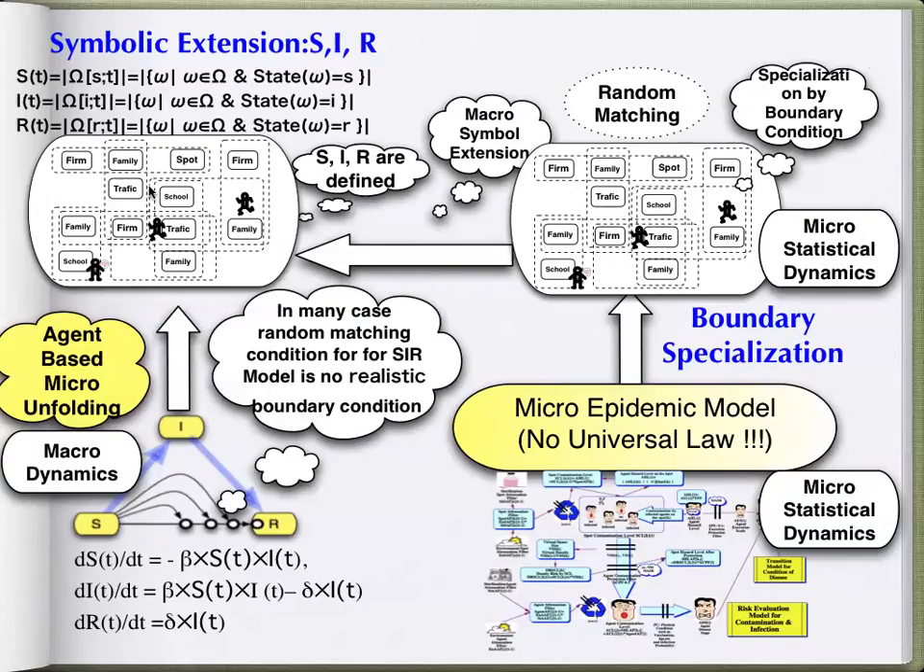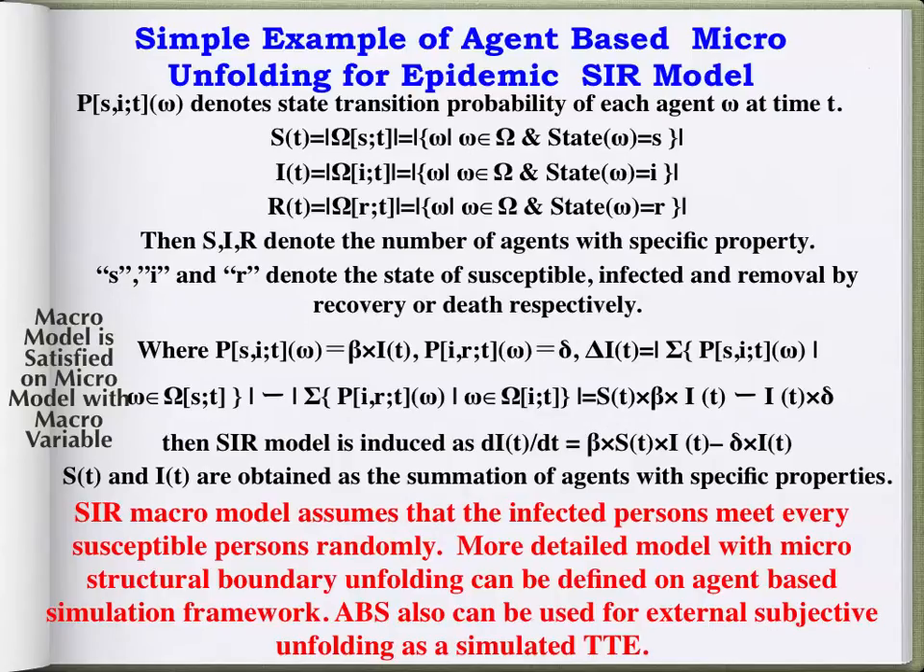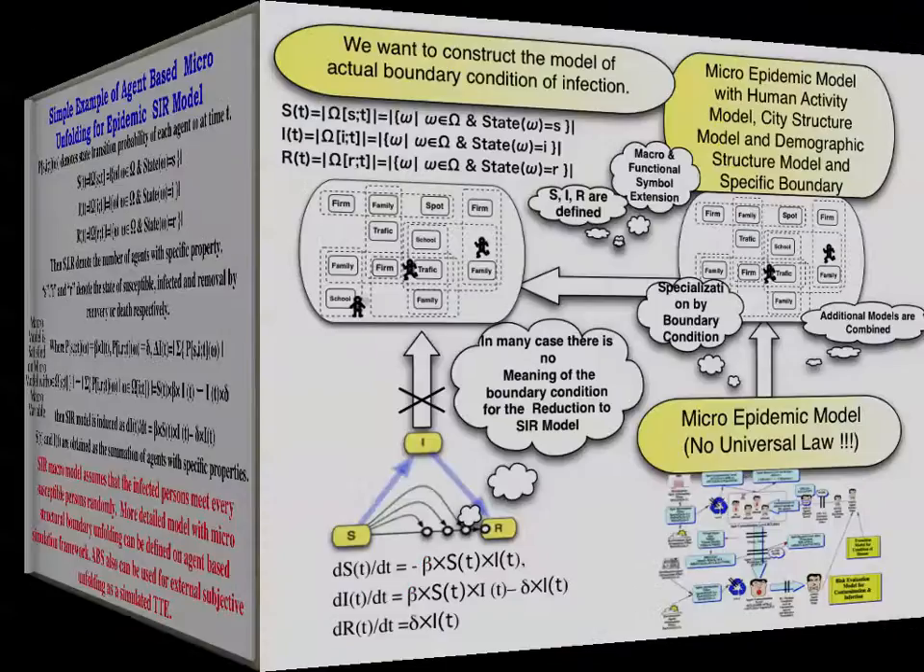Then this micro model with macro symbol corresponds to the macro dynamics. So this becomes a similar one. But this is a very simple folding process. Okay, I'll cut on this.